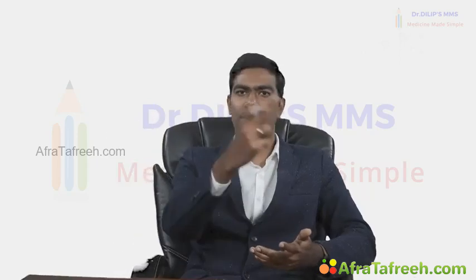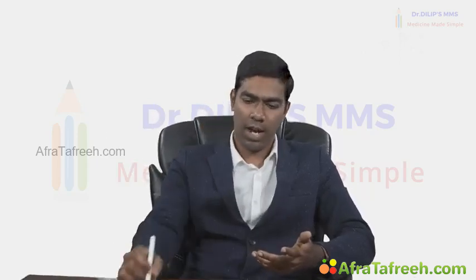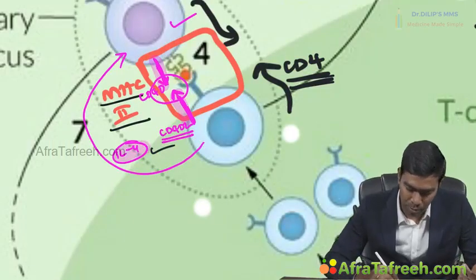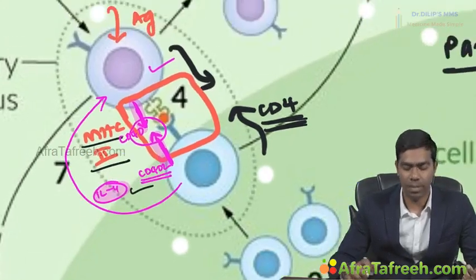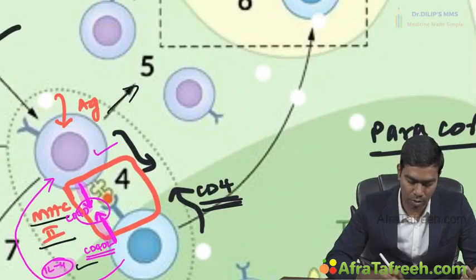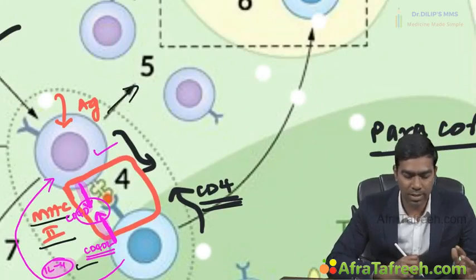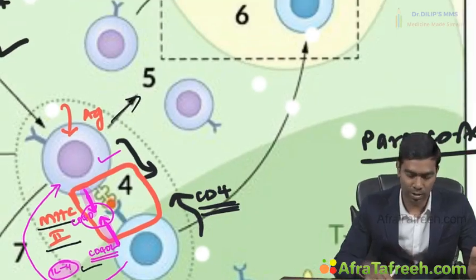So this will give a signal in the form of interleukin 4, and this interleukin 4 is a very, very important survival signal for this particular B cell. Then only this B cell will progress to the next stage. Otherwise this B cell will not survive and it is going to go for anergy and apoptosis. It's not going to survive anymore.